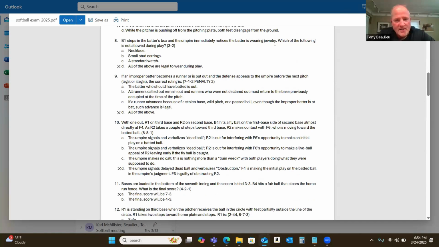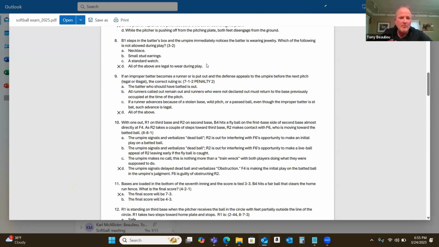Number 8. B1 steps in the batter's box and the umpire immediately notices the batter's wearing jewelry. Which of the following is not allowed during play? Necklace, small stud earrings, a standard watch. Those are all legal unless the umpire deems that it is distracting, and you would have the ability to tell them to take it off. But I'm telling you right now that you probably don't want to do that because all it's going to do is make people mad. And if you really feel strongly about it, then do it. If it looks dangerous, then do it. But if you just don't like it, I would advise against doing that. Okay. So all of the above are legal. That is the answer to the question.